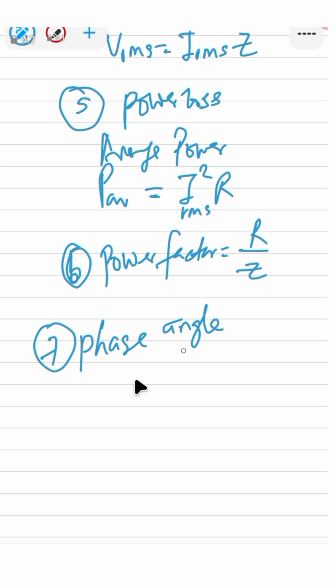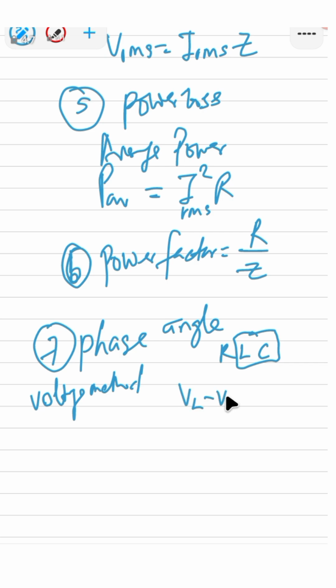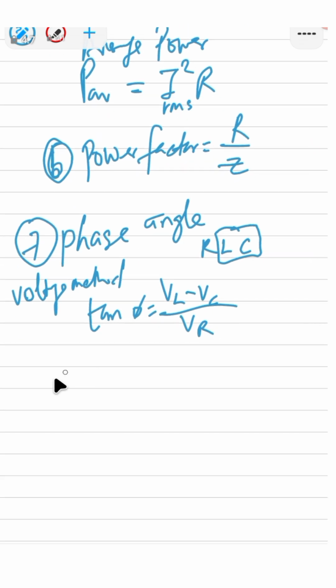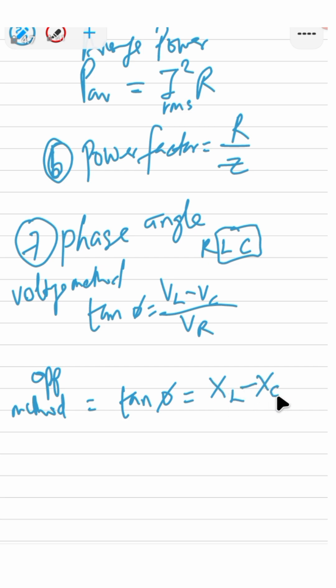Phase angle. So which method should we use? Let's use the voltage method. So I'll look for the V's. Since I have RLC, these two we drag together. I'm going to get VL minus VC out of the two of them, and I must always divide by VR. This will be my tan phi. But if I'm using the opposition method, I'm going to be using XL and XC. So the opposition method, that will be my tan phi. That will be XL; XL will subtract XC like I told you. Then just put it over R.